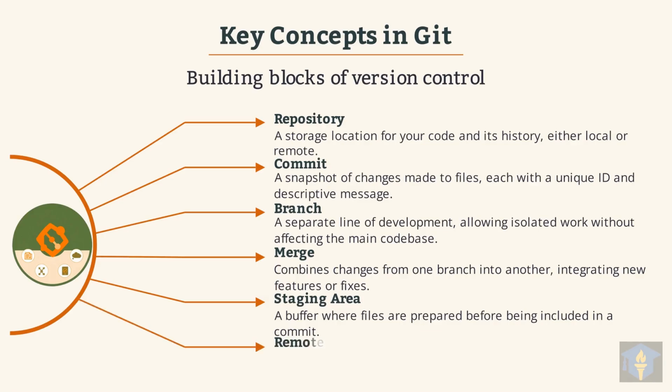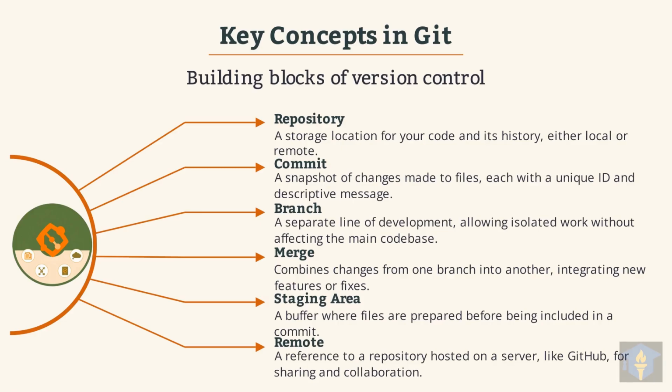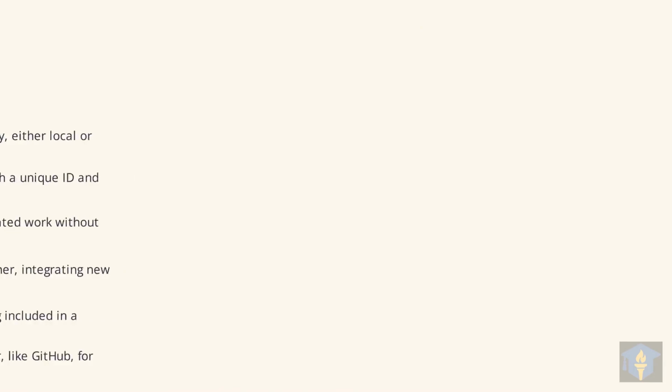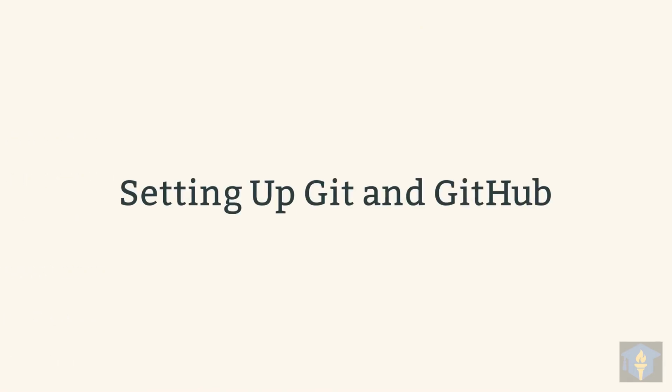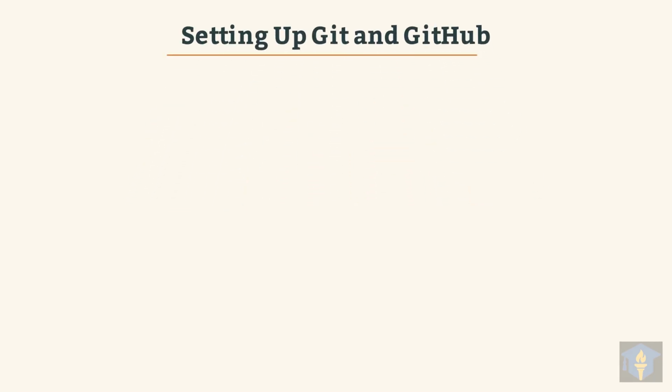Finally, a remote refers to a repository hosted on a server, enabling team collaboration. This remote repository, often on platforms like GitHub, is essential for sharing and collaboration. Now, let's walk through the practical steps of setting up Git and GitHub on your system. These are the crucial initial steps to get started with effective version control practices.